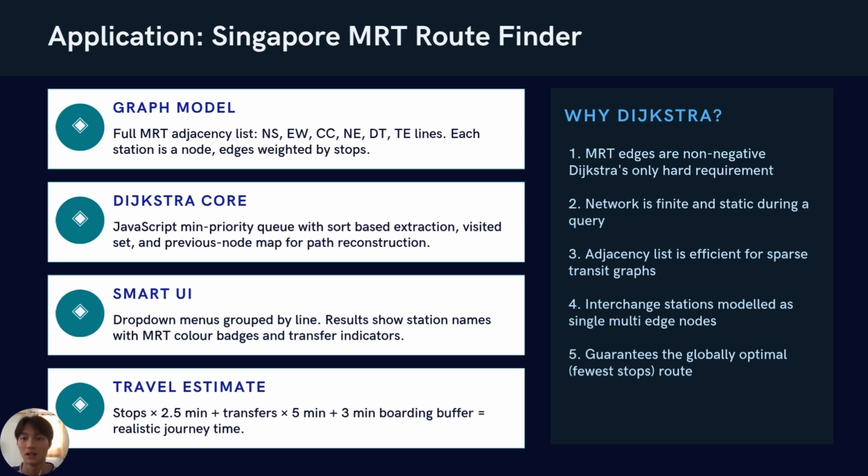The user interface provides two drop-downs grouped by MRT lines. Once you click Find Shortest Route, the algorithm runs and displays a step-by-step route card showing station names with line color badges, transfer indicators, and a full travel time estimate. That formula is stops times 2.5 minutes, plus transfers times 5 minutes, plus a 3-minute boarding buffer. As for Dijkstra specifically, all MRT edge weights are non-negative. The network is finite and static during a query, and an adjacency list is efficient for sparse transit graphs. The algorithm guarantees the globally optimal fewest-stop route each time.